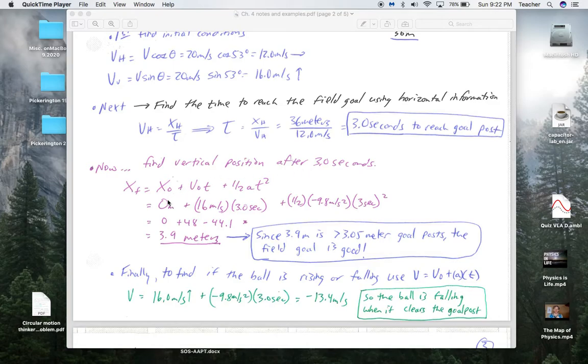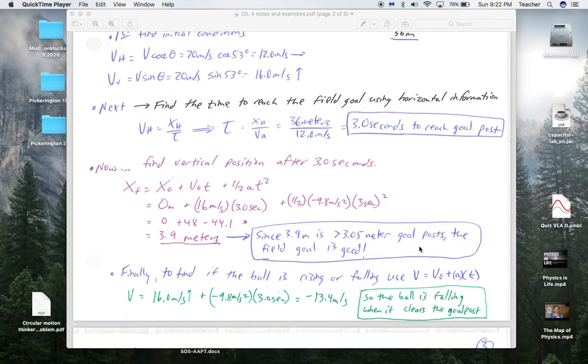So the vertical position is a version of this formula. I'm initially going upward at 16 meters per second, but I'm accelerating downwards at 9.8. Again, if you use 10 meters per second squared as your acceleration downward, you get a slightly different answer. So when I do this, I get that after 3 seconds, I'm at 3.9 meters, so I would clear the bar. Woohoo! The field goal is good.